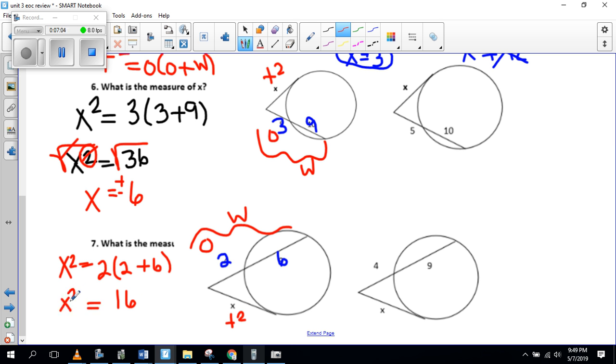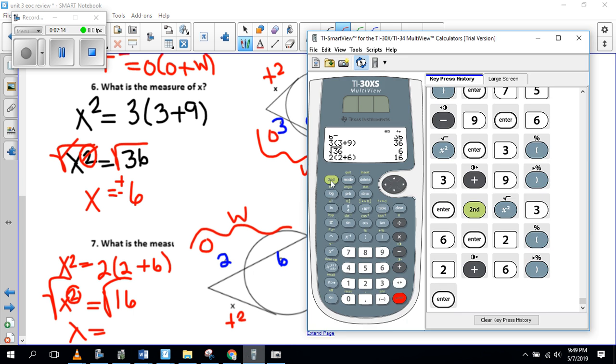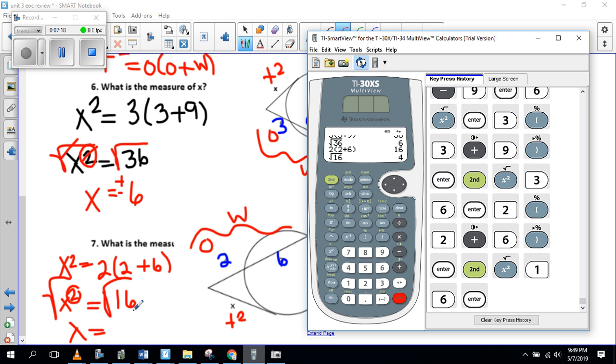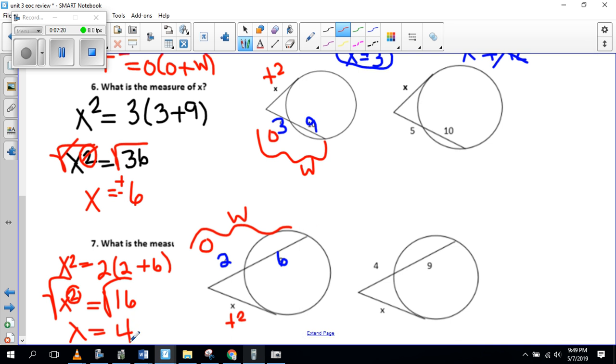Then all we have to do is get rid of this 2 here by taking the square root of both sides. X equals, and when you take the square root of 16, second square root 16, you should get 4. So that's our answer. So pause this video and do the other two.